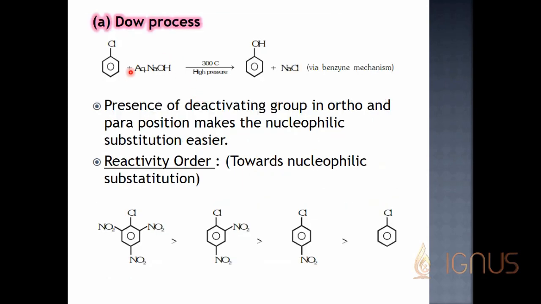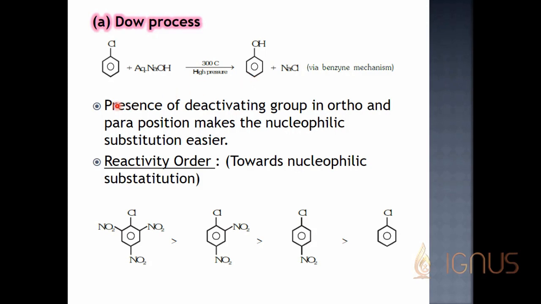Dow's process. Next reaction is Dow's process. If we treat chlorobenzene with aqueous KOH, but the pressure should be very high and it is at a high temperature. Remember this reaction at high temperature to give phenol as the product.